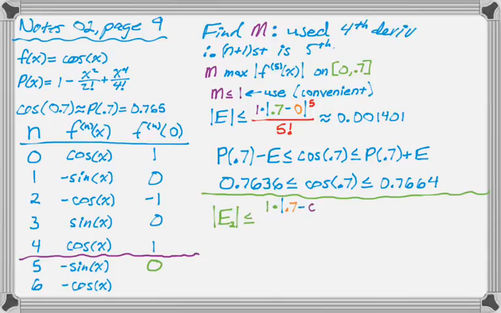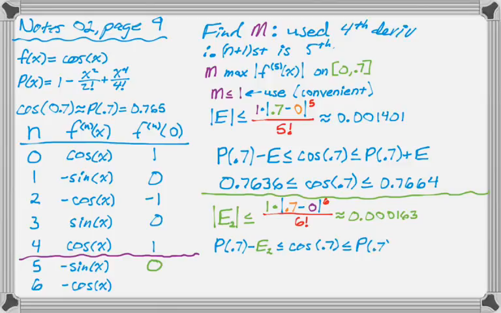I'm still using 1 for my value of m, except now it's to the 6th power and then over 6 factorial. Since 0.7 is less than 1, that gets smaller, and then I divide by a higher factorial, so it gets smaller still. So this error is approximately really, really small. Basically it's almost 1/10 of the previous one. So now I can trap cosine between these bounds, and you can see it's going to be a much smaller interval.